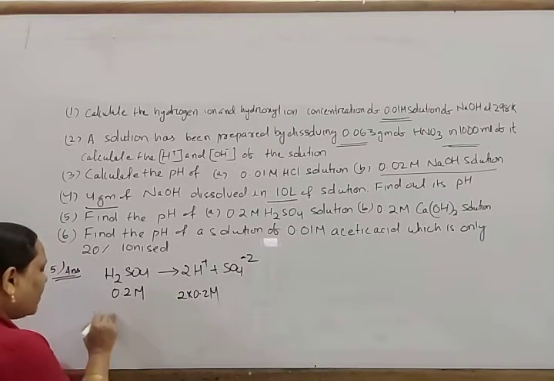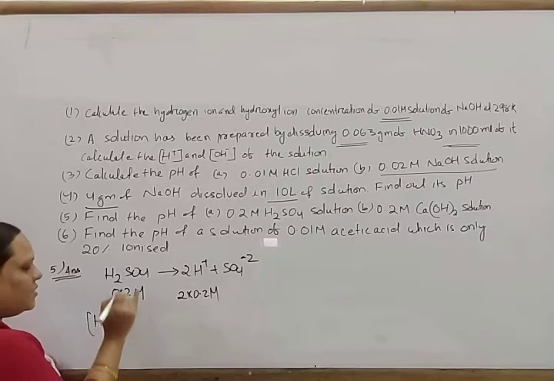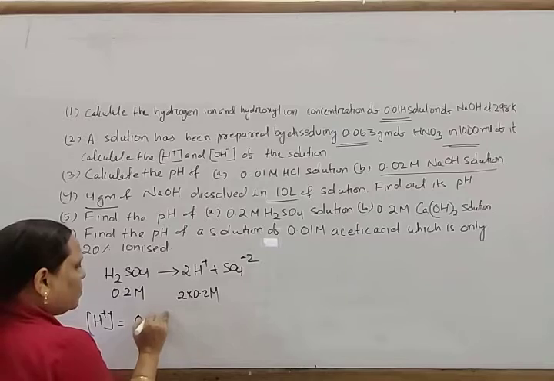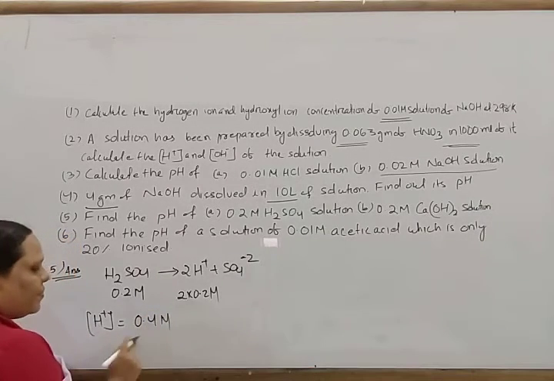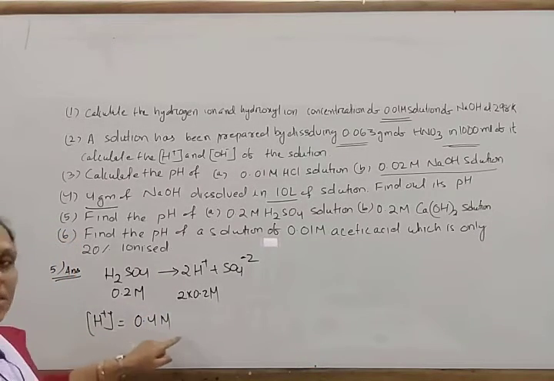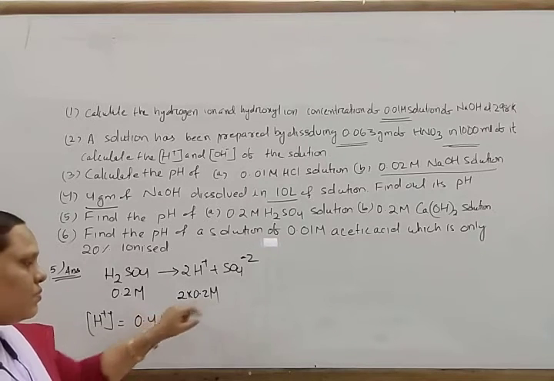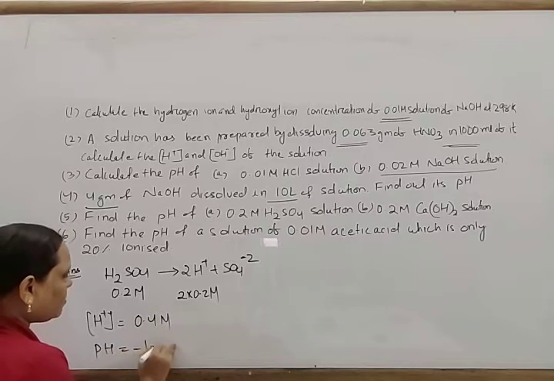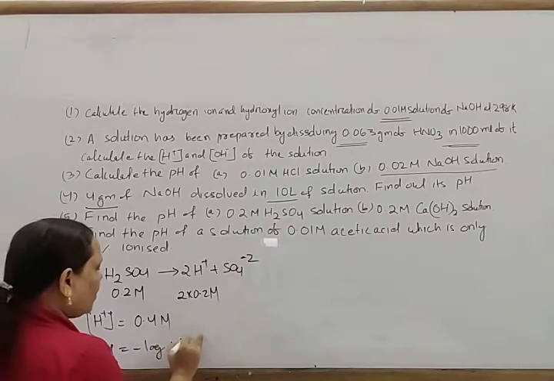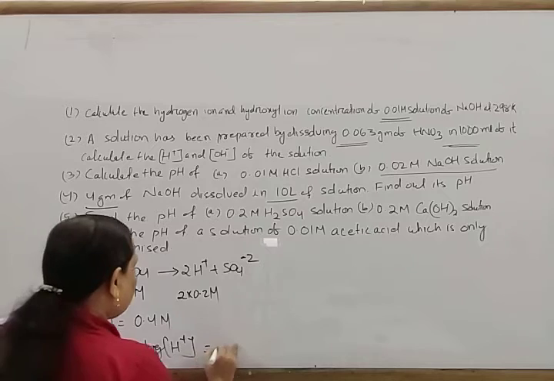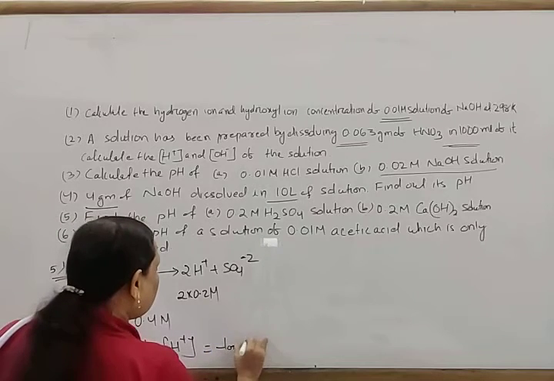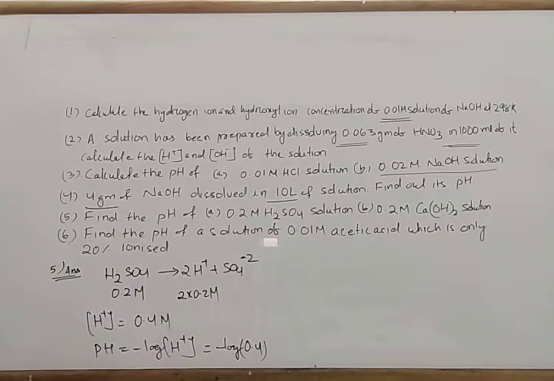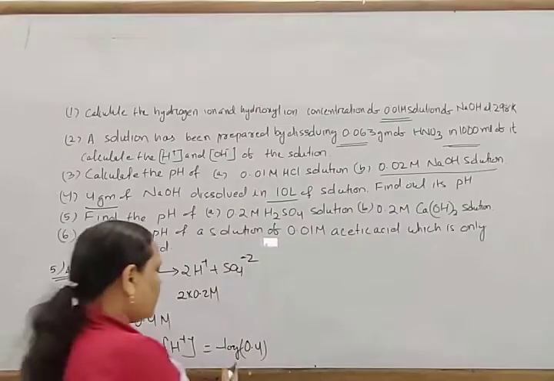So here the H plus concentration is equal to 2 into 0.2, which is 0.4 M. Now what is the value of pH? pH is equal to minus log of H plus concentration. This is minus log 0.4, and log 0.4 has the value minus 0.3979.